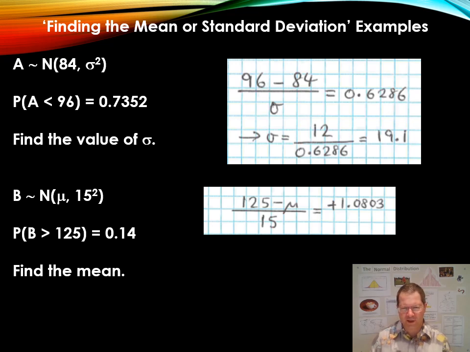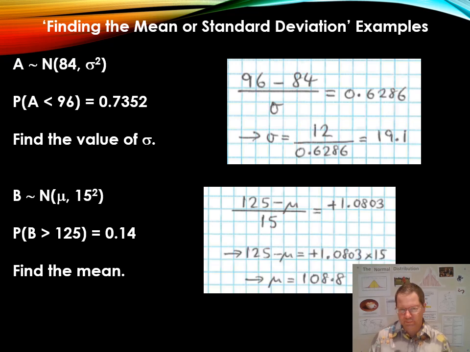So again, using our formula, the x value is 125. We take away the mean, we divide by the standard deviation, which is 15, and we get a positive value of z of 1.0803. Again, that's going into the inverse normal menu 7.3, typing in an area of 0.14 with a standard deviation of 1 and a mean of 0. And then again, if we rearrange the equation, we can times by 15 and then add mu and take away whatever 1.0803 times 15 is, and we get a mean of 108.8.